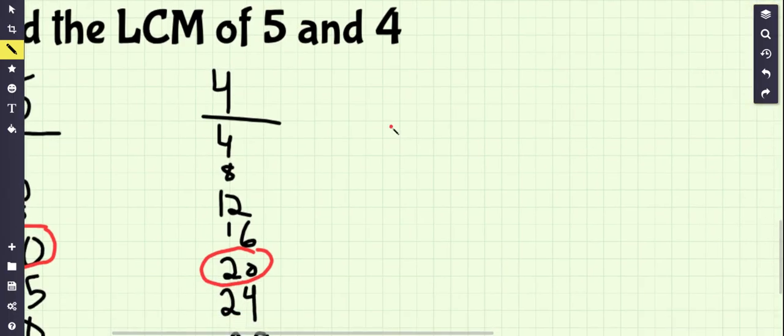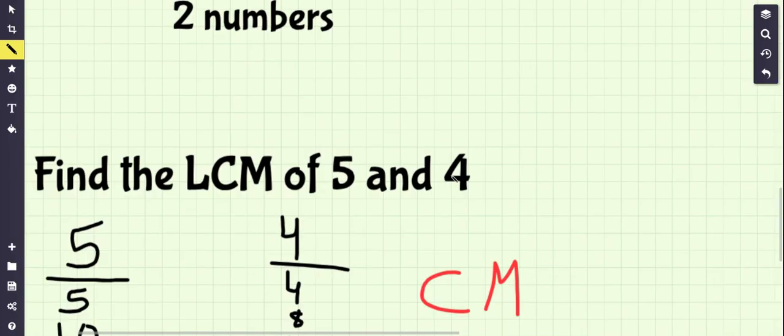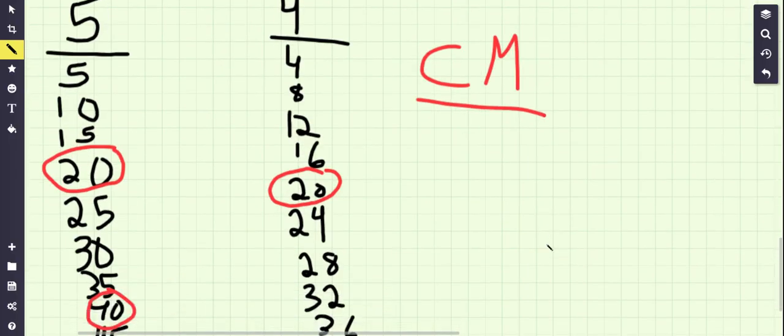Alright, so now we're just going to find our common multiples. In this case, the common multiples are 20 and 40. Now, since we have two multiples, it's going to be different. Now we're going to have to find the least one. So we're going to have to find the smallest multiple.